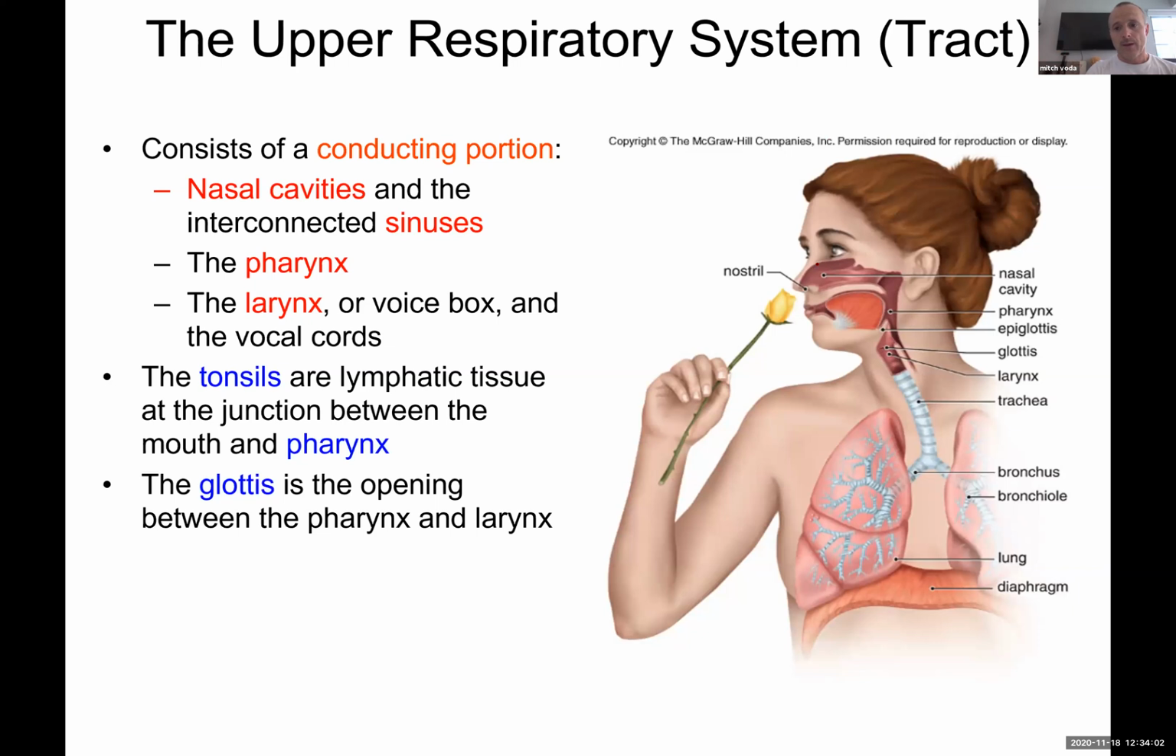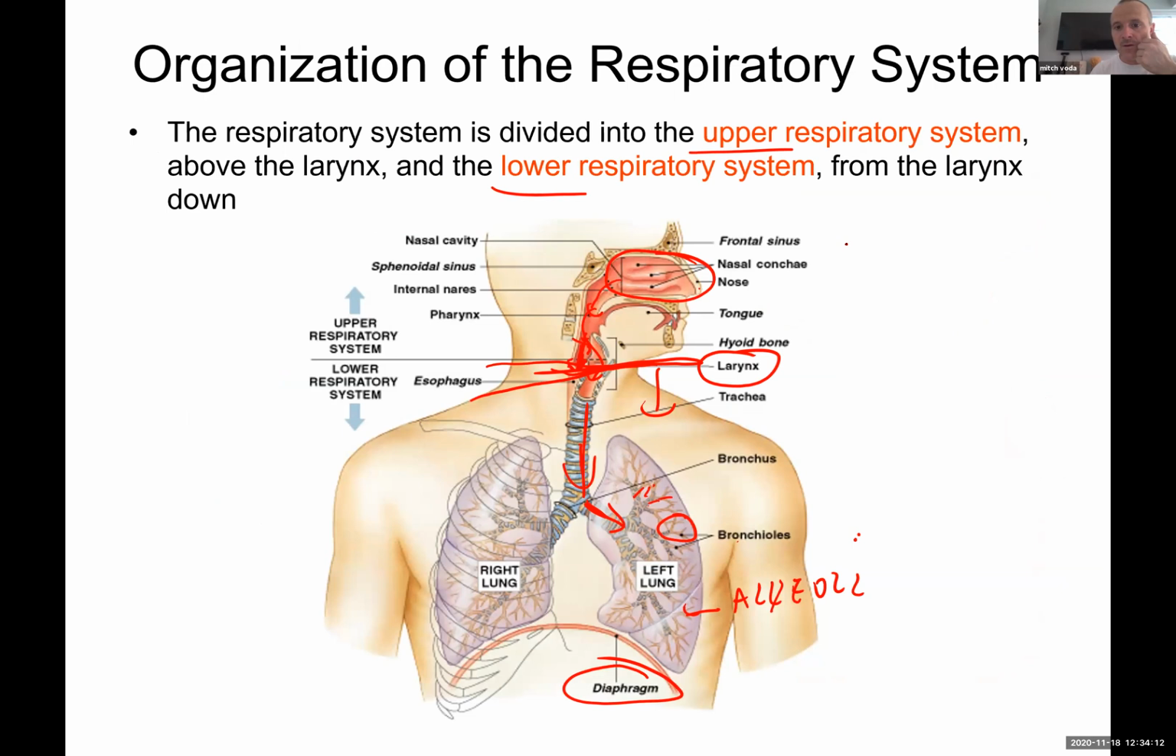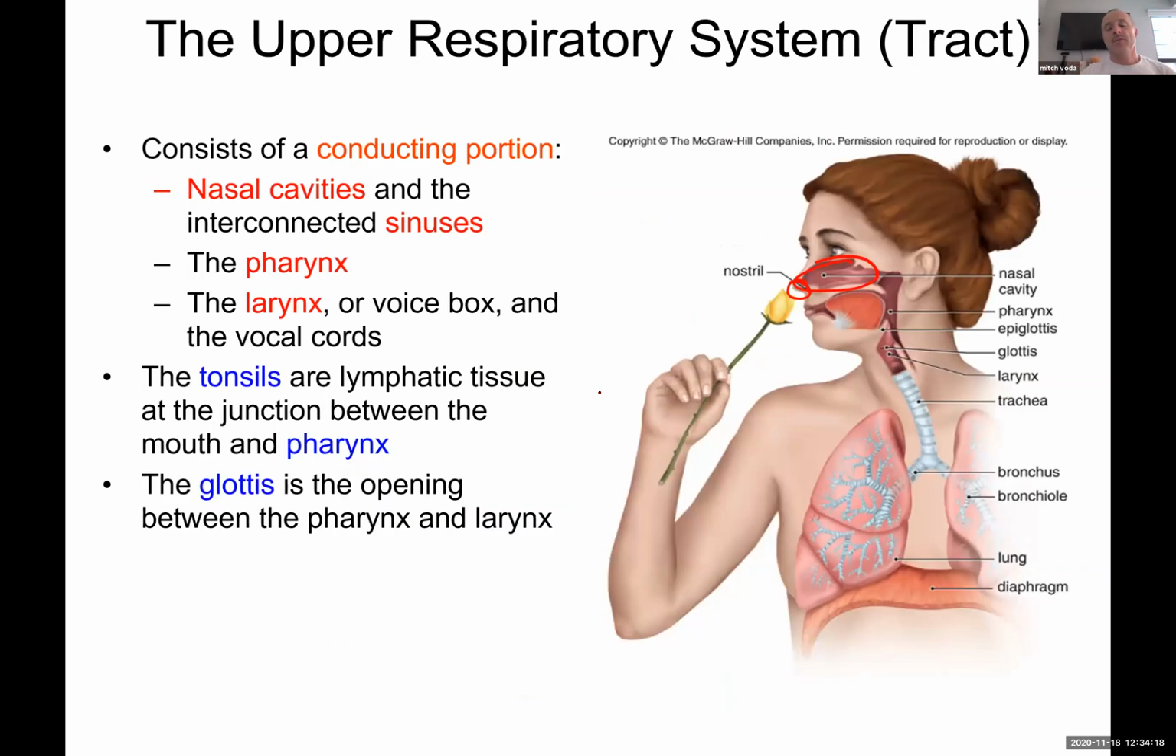So the upper respiratory tract is made up of the nose with the nostrils, then the nasal cavities. Right in this region right here, I don't see them here, but right there you have the sinuses. You can see some of the sinuses that we have. Then you have the pharynx region and then the larynx. Now, these are part of the upper respiratory tract.